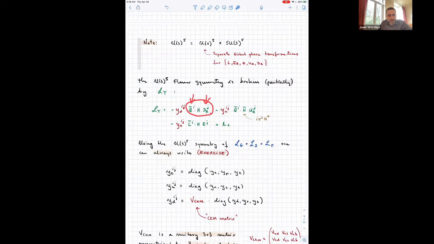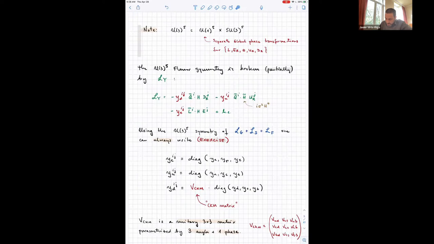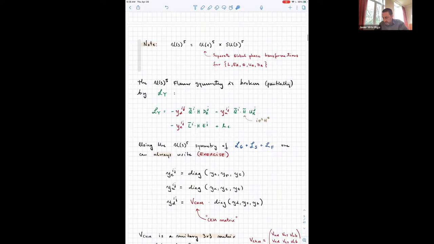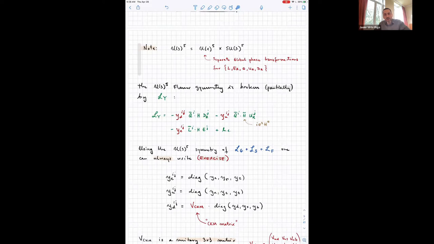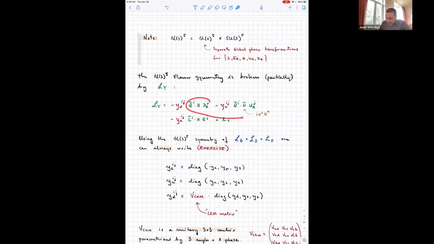In this term, these matrices are completely generic 3x3 matrices in flavor space. However, one can use this flavor symmetry U3 to the 5 to rotate things around. You know that the blue part of the Lagrangian will not care about this transformation, so you can use the flavor symmetry at will. If you're looking only at the Yukawa Lagrangian, you don't have to worry about the other pieces. They will not complain, okay? So use the U3 to the 5 symmetry to rotate these things around, okay?